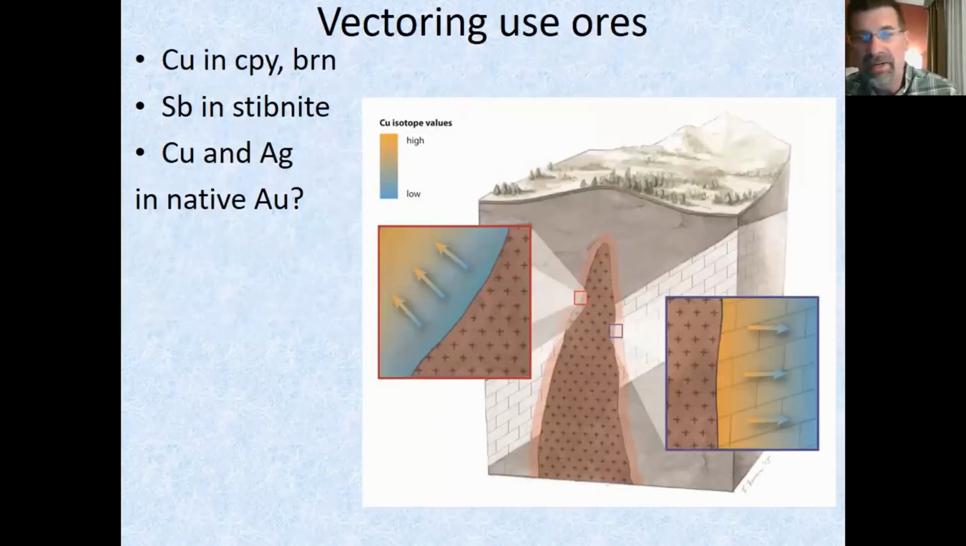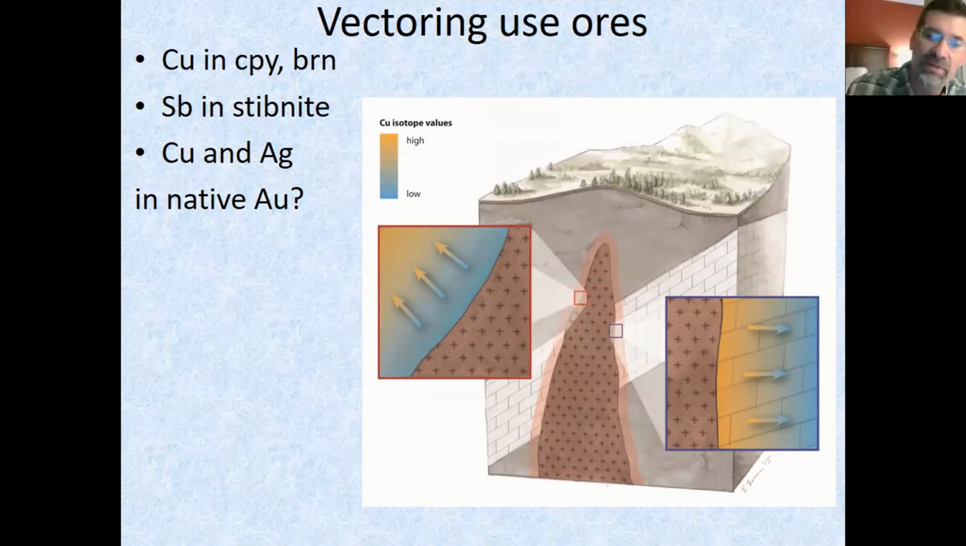Another vectoring tool is a way of mapping it out in cross section with porphyries, because there's a lot that we've looked at here. In porphyries, if you look on the left here, usually closer to the core of these porphyry coppers, you find lighter values. And then as you get farther away, things become higher. That's also the case, as I'll show you, for antimony and stibnite, and also maybe copper and silver. Native gold is another story, but that also might be used for vectoring.